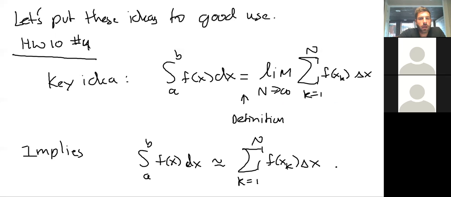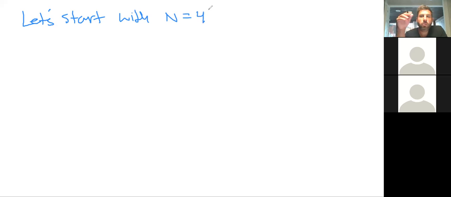So, to do this, let's start with n equals 4. Now, some of you will get good at this and be able to kill the problem right away. You'll recognize the pattern, but let's build to see if we see the pattern. So let's start with n equals 4. When n equals 4, what is our delta x? Our delta x is 1 minus 0 over 4, which is 1/4.